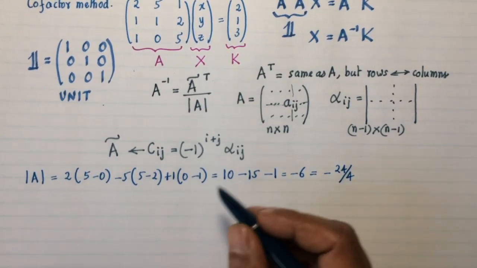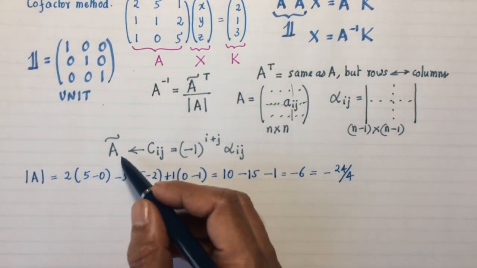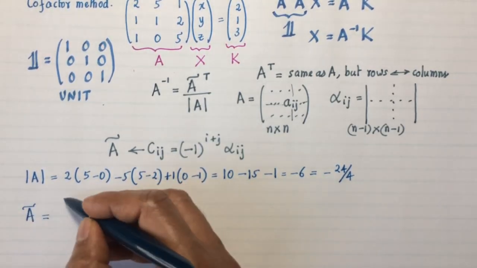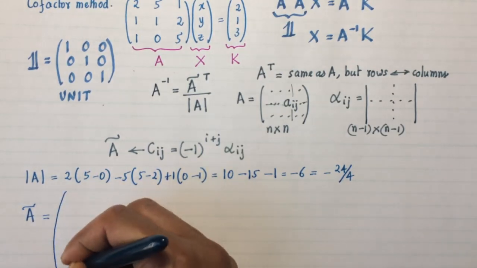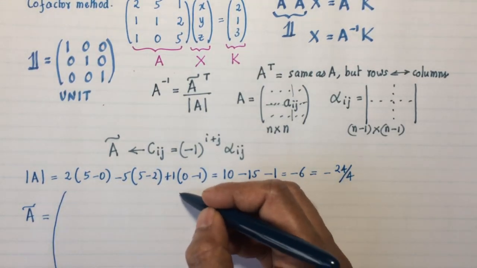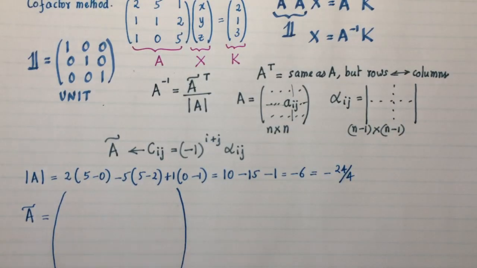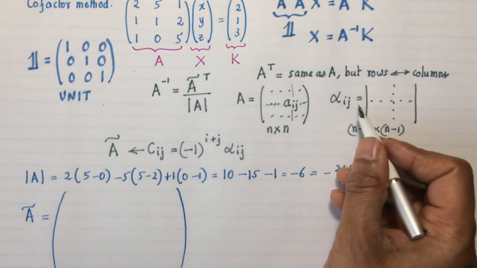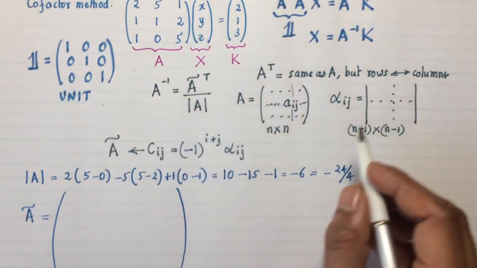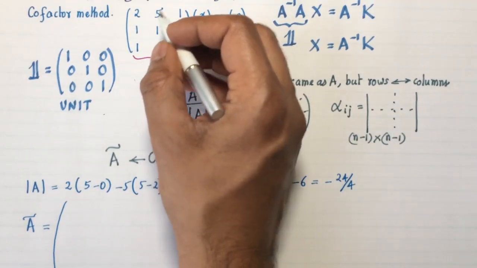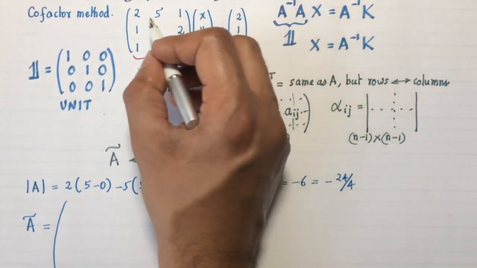So that's the easy part. The cofactor matrix next. So that's A tilde. I'll leave a lot of space here. It's going to be a big object, because each element of the cofactor matrix is going to be a determinant, alpha ij. Fortunately, since A is 3 by 3, alpha ij is just going to be 2 by 2. So the first cofactor is a cofactor of 2. What's a cofactor of 2?